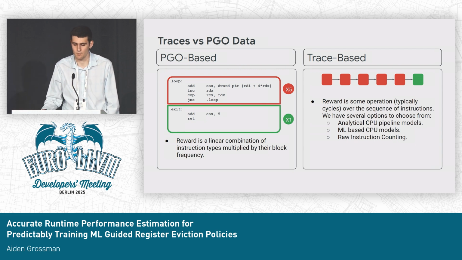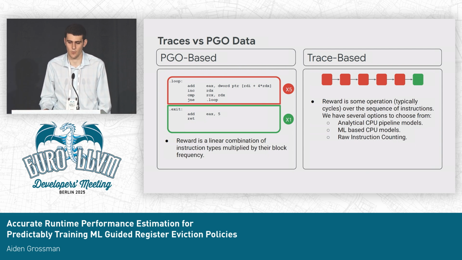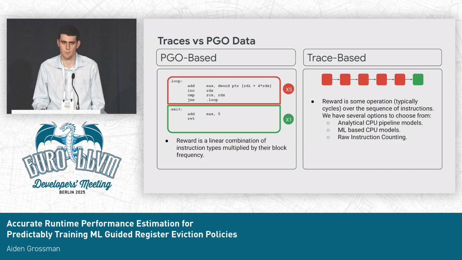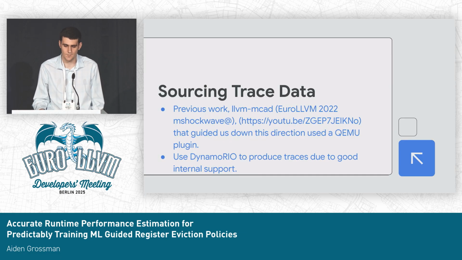Whereas what we're doing, what I'm just going to describe here, is trace-based. So we're essentially just taking a sequence of instructions that we may resynthesize, and then you can just feed it into something like an analytical CPU pipeline model or an ML-based CPU model, and get out a cycle count at the end that you can then use to determine whether or not the model made your code faster or slower.